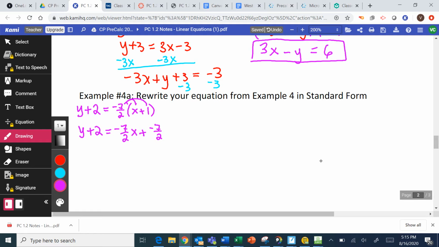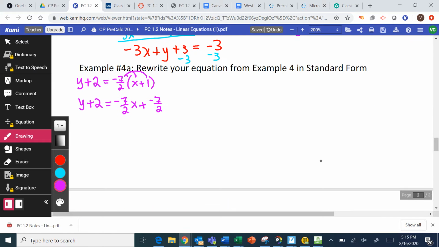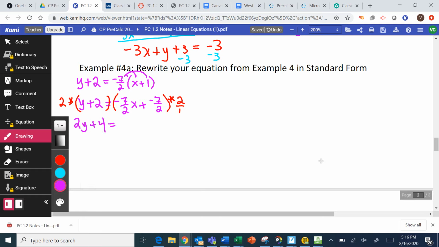Okay, now here's where if you know these rules, you can save yourself some time in the long run. I know that I cannot have fractions. So what I'm going to do is manipulate this equation with the multiplication property of equality, and I'm going to multiply both sides by the number 2. That is the number 2, which is also over 1. If you're multiplying fractions, you have to multiply straight across. So I'm multiplying both sides by 2. That will give me 2y plus 4 equals, and when I multiply 2 times negative 7, which is divided by 2, these 2's will cancel. I'll get negative 7x. Plus, I multiply here, and I'm going to get negative 7. So now I've gotten rid of the fractions.